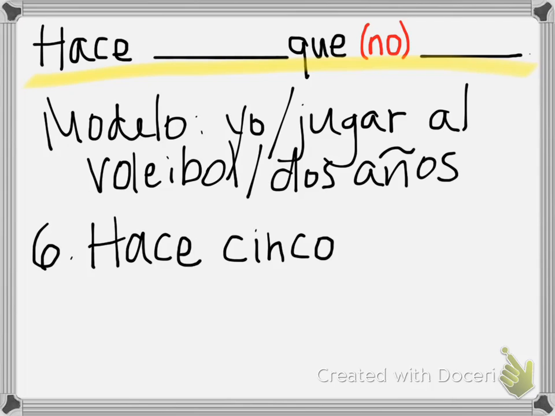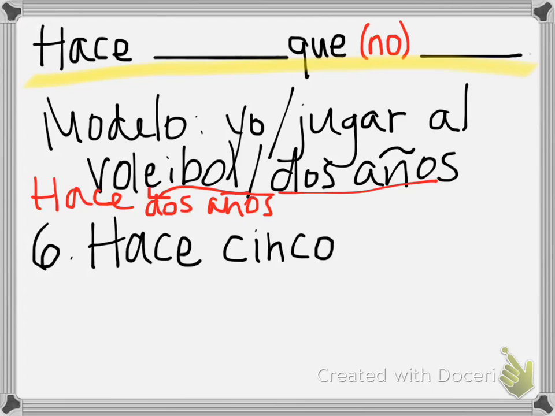Okay, so just like in the example on your sheet, we have hace, and then remember we took this time period, so 2 años. Remember the next thing that comes is the que. So you're going to want to put that down for número 6. So hace 5 años, que.